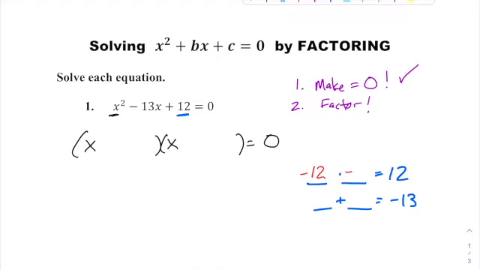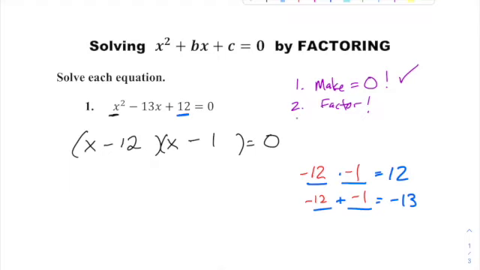Well, you probably don't have to think too hard. 1 times 12 gives you 12 and adds up to 13. So make them both negative. Doesn't matter the order. They're both negative. So those are the two numbers that we're looking for to complete our factoring. So x minus 12 and x minus 1. You can check that by a quick FOIL if you were not sure.